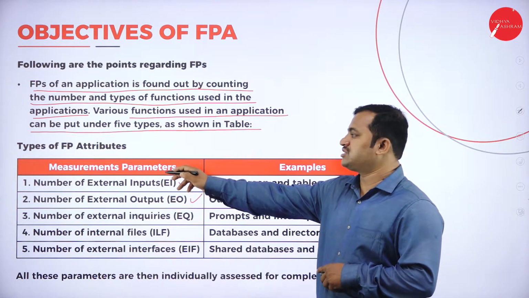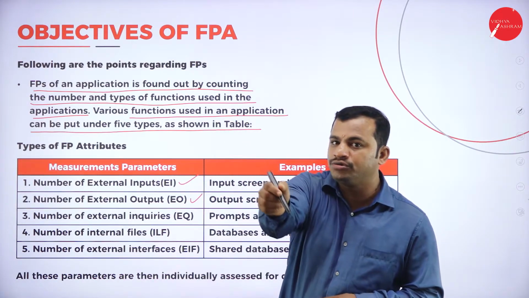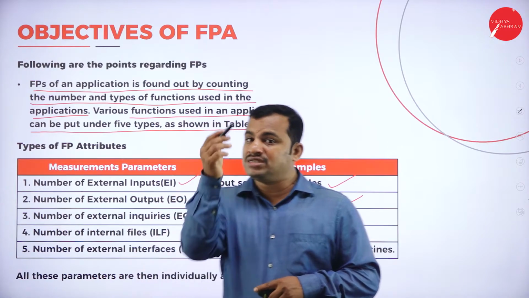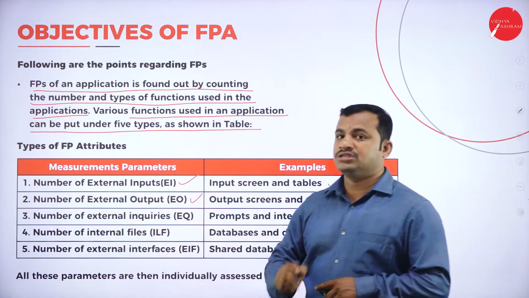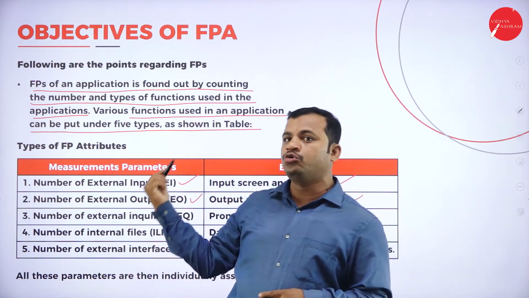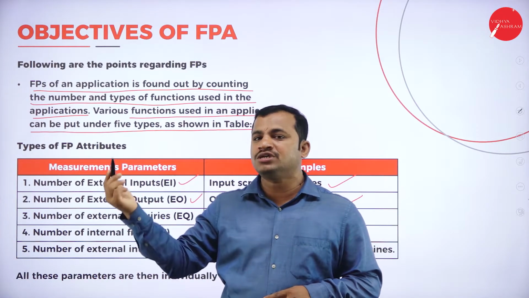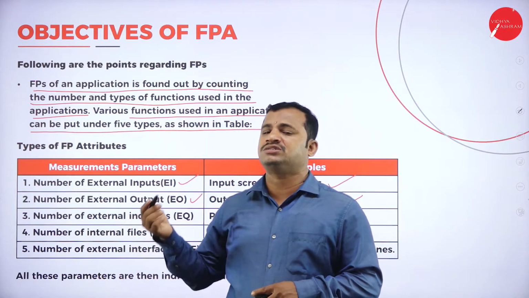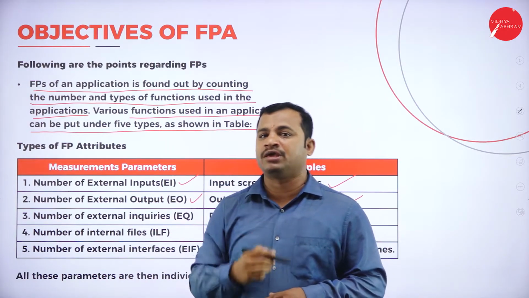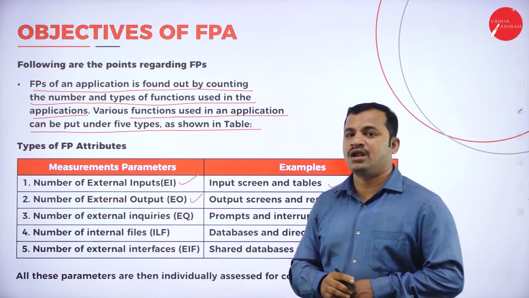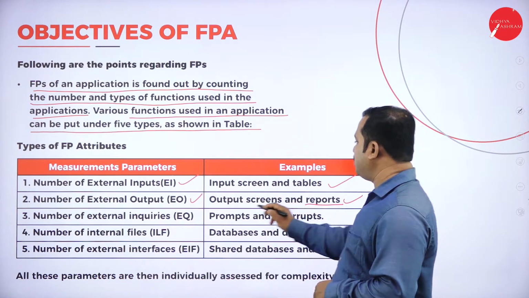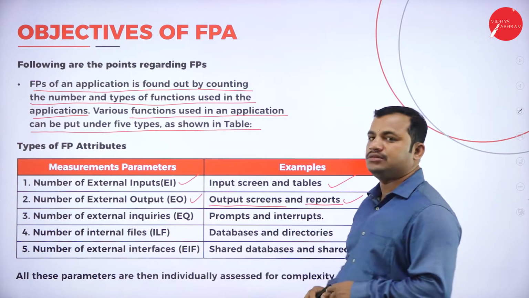In case of external input, the user is going to enter the data into the software product or into the system, whereas in case of external output, the system is going to generate some output to the user so that the users can see the processed information generated by the software application in the form of external output. The external output may be a report or it may be an output screen.